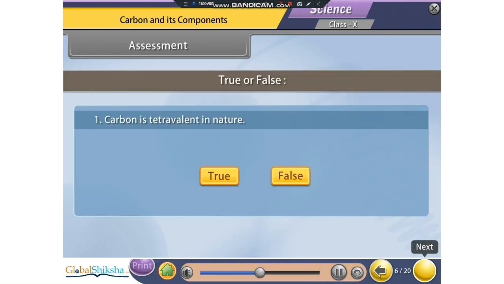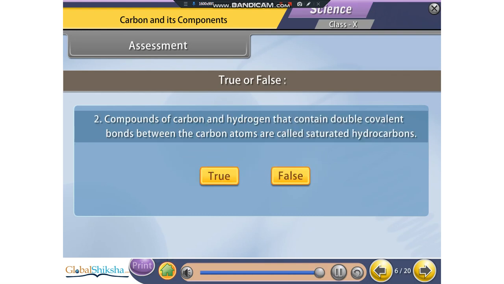Assessment. Read the questions carefully and answer whether true or false. Very good. Very good.